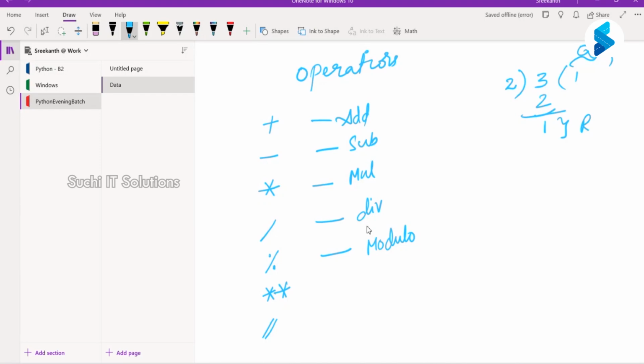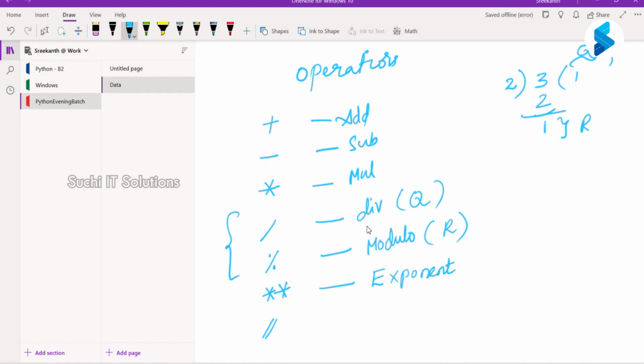Whenever you divide a value, there are two things that we would be interested in. What is my quotient and what is my remainder? So if I am using slash, what you get is a quotient. And if you use a modulo, what you get is a remainder. They both are products of a division, whereas slash gives you the quotient, percentage gives you the remainder. Are we clear about it?